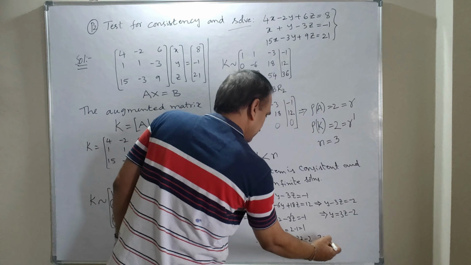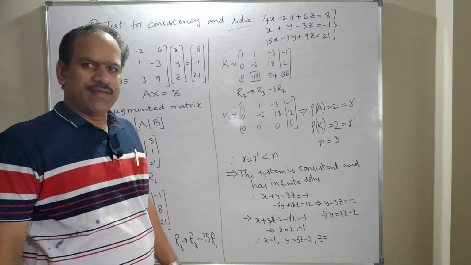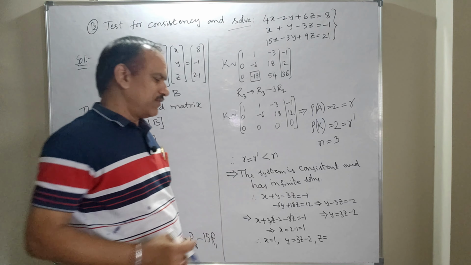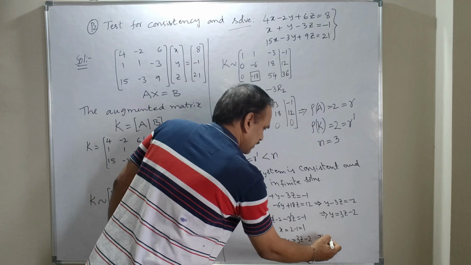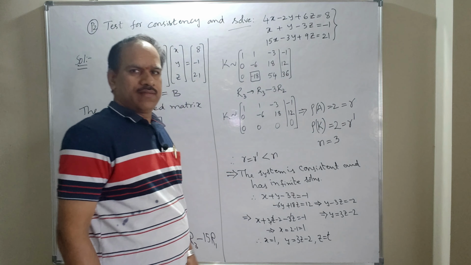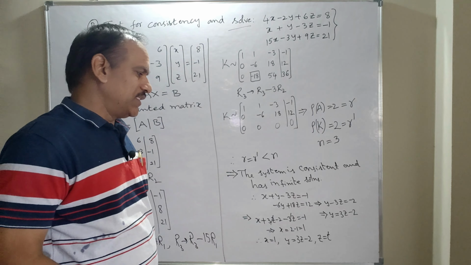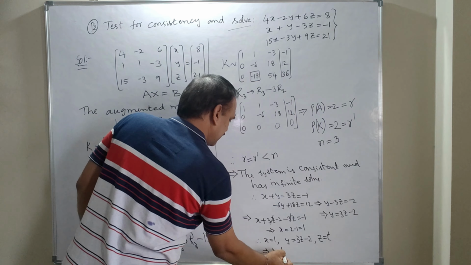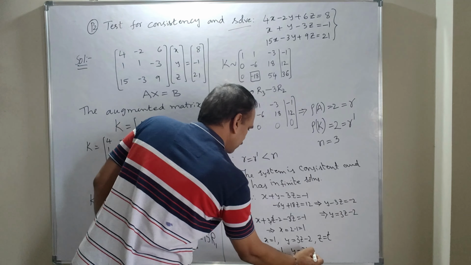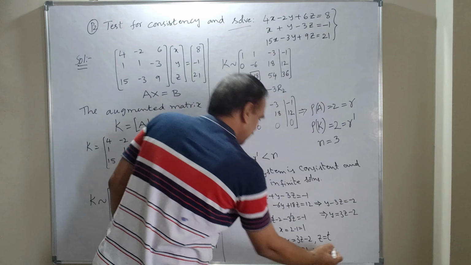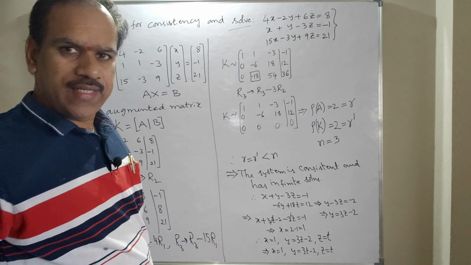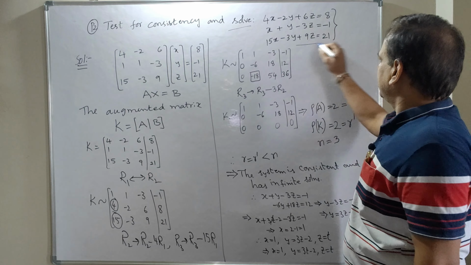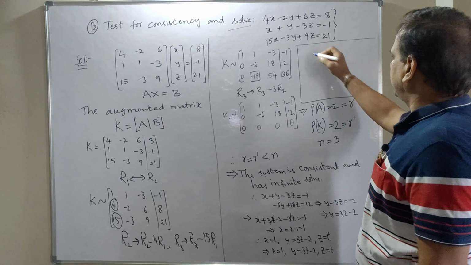But what about z? Z is not obtained here. That variable we have to choose some value for. Let us choose some value t for z. Then what happens to y? Then x is already 1, y is 3t minus 2, z is t. So t can be any number. I write here. You can choose any value for t. That is how you will get infinite solutions.